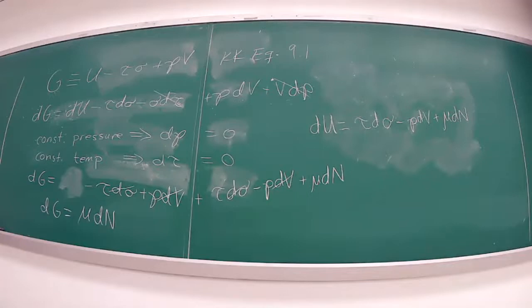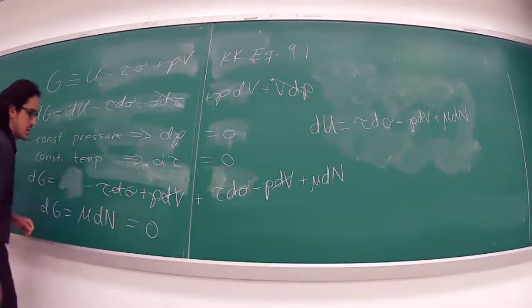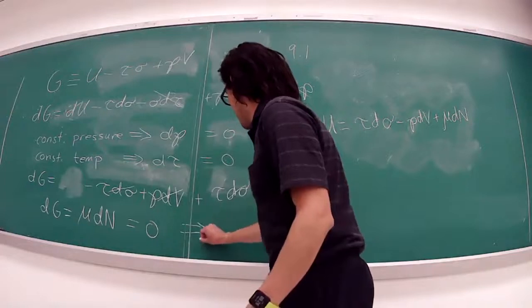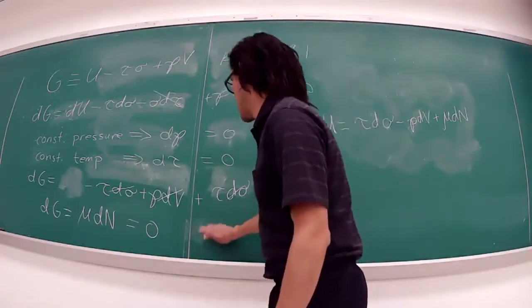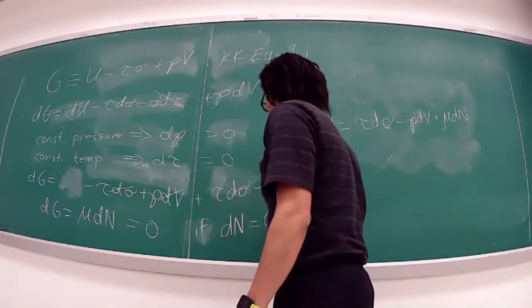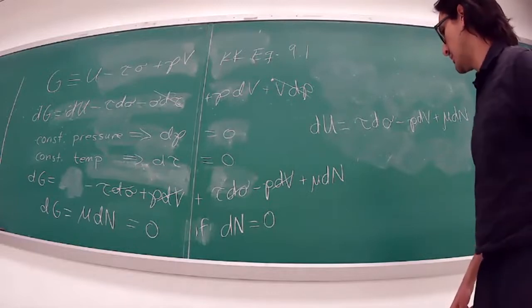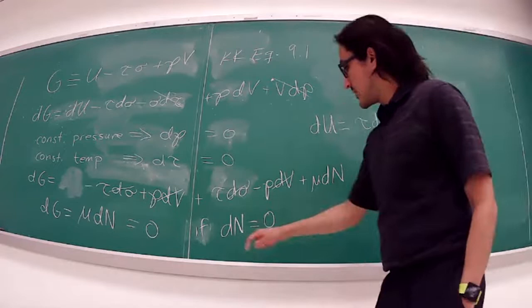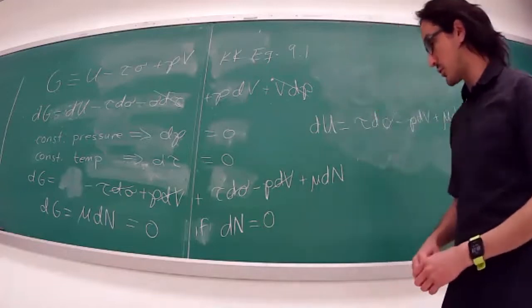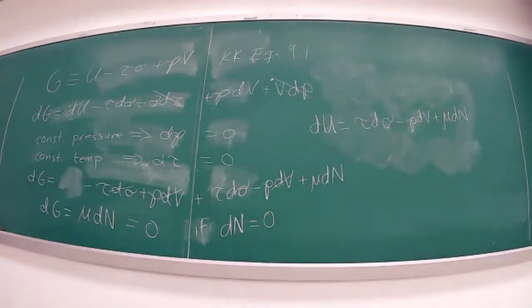So we said that the Gibbs free energy is a minimum, and so dG should be equal to zero. In order for that to occur, the chemical potential in general is going to be different from zero, so dN must be equal to zero. I guess the way to write it is dN equals zero, and this is the number of particles in the system being constant. So you're not creating particles or destroying particles, which happens most of the time.